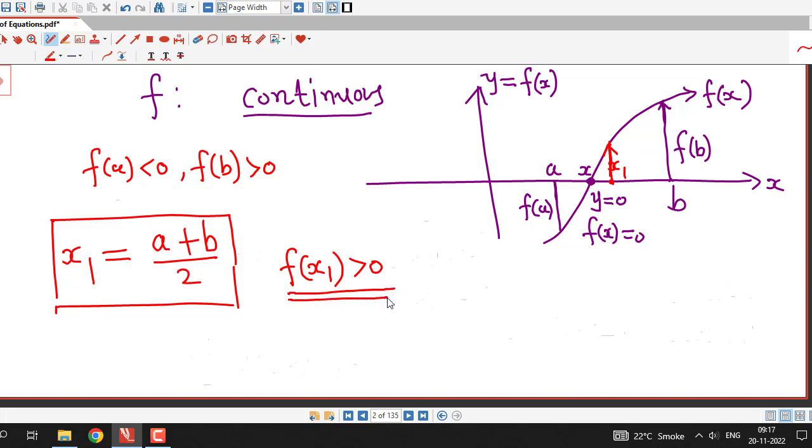Now f of x1 is positive, so you check for which value your function has a negative value. So we have seen that f of a is negative. That means now our search interval reduces to the interval a to x1. Now I can say that the root lies in between a and x1 because f of a is negative and f of x1 is positive. The root cannot lie between x1 and b because f of b is also positive and f of x1 is also positive.